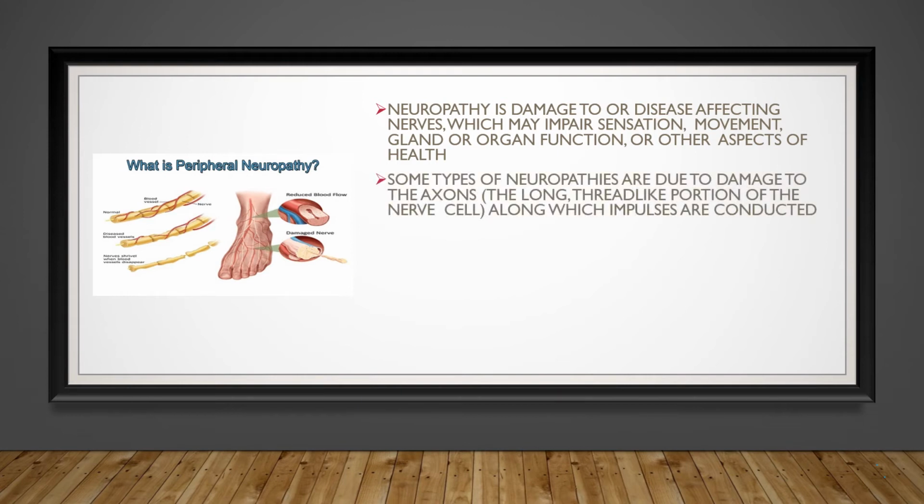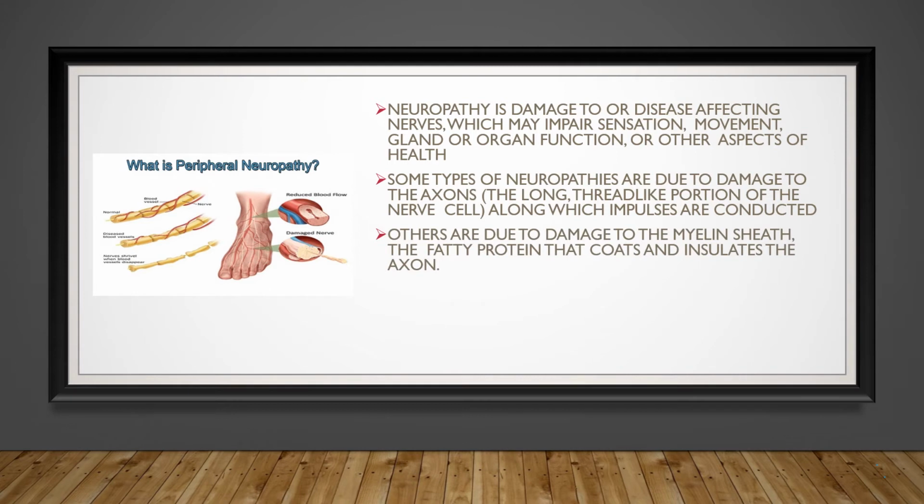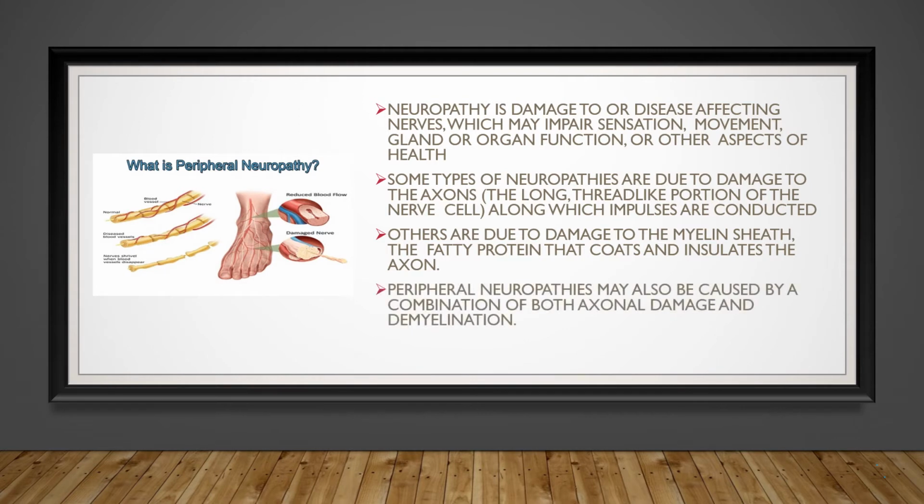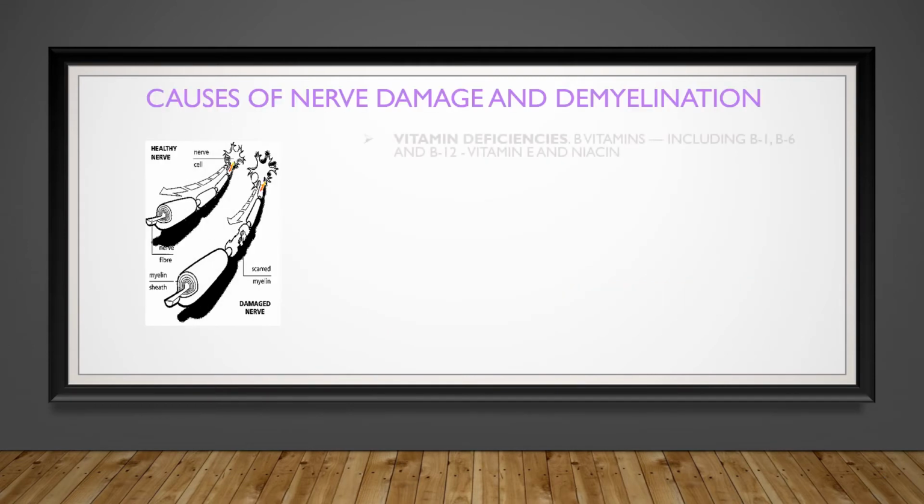Some types of neuropathies are due to damage of the axons, which are the long thread-like portions of the nerves which the impulses are conducted upon. Other types of neuropathies are due to damage of the myelin sheath itself, which is the fatty protein that coats and insulates the axon, much like the rubber that goes over the copper on a wire. Peripheral neuropathies may also be caused by a combination of both axonal damage and demyelinization.